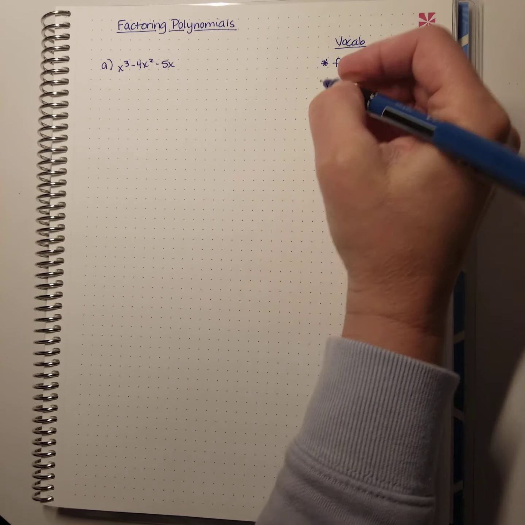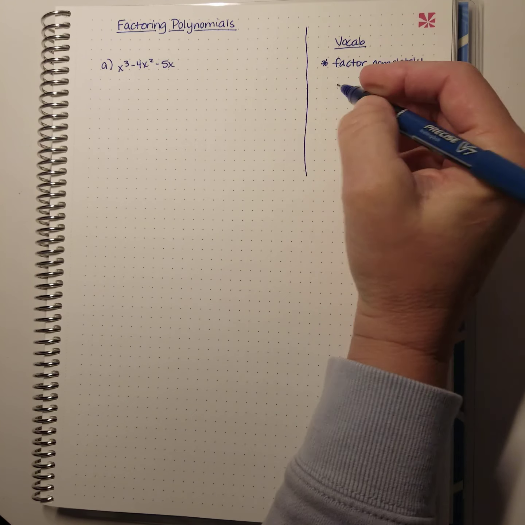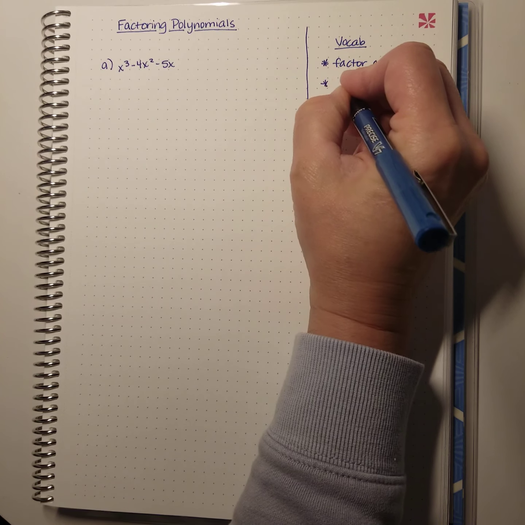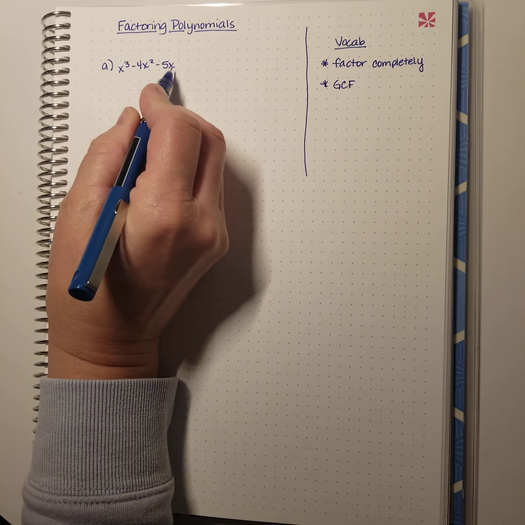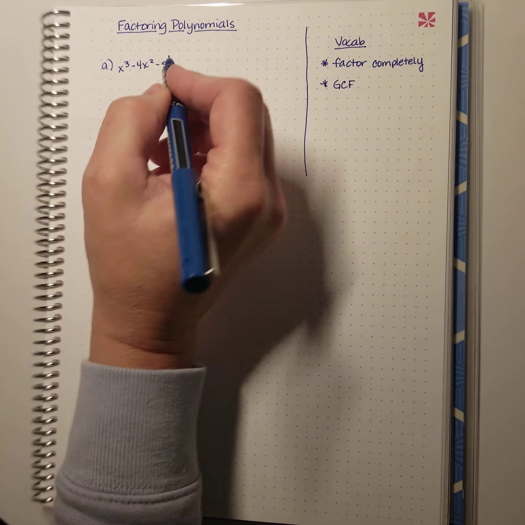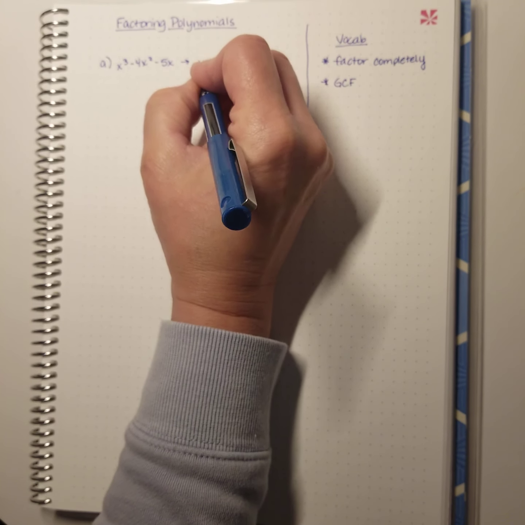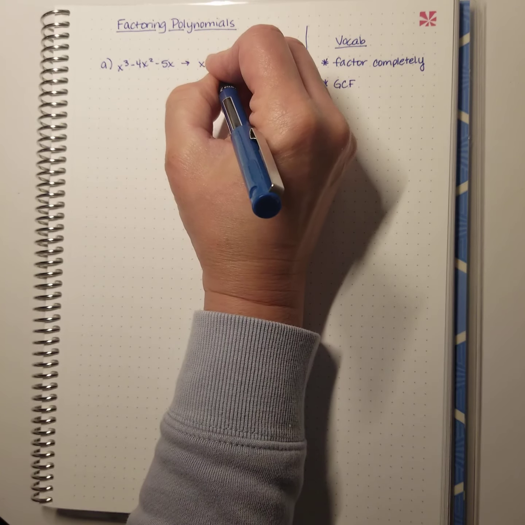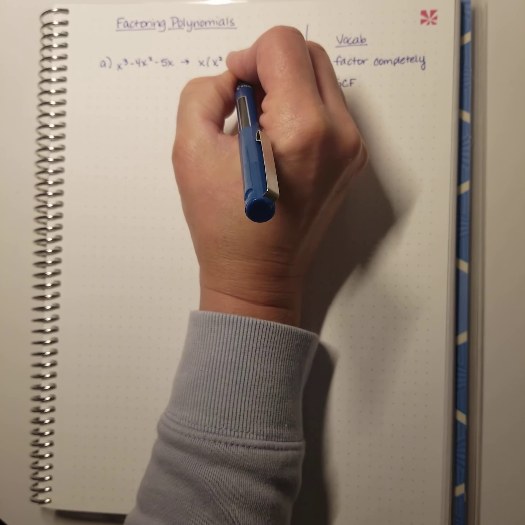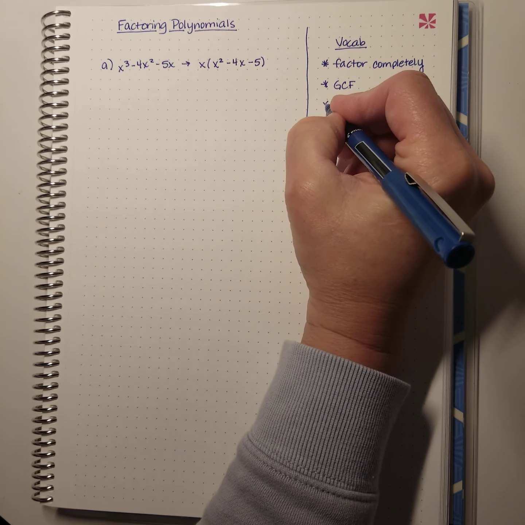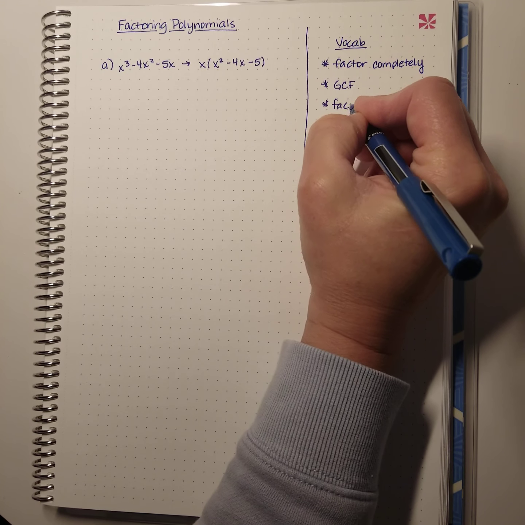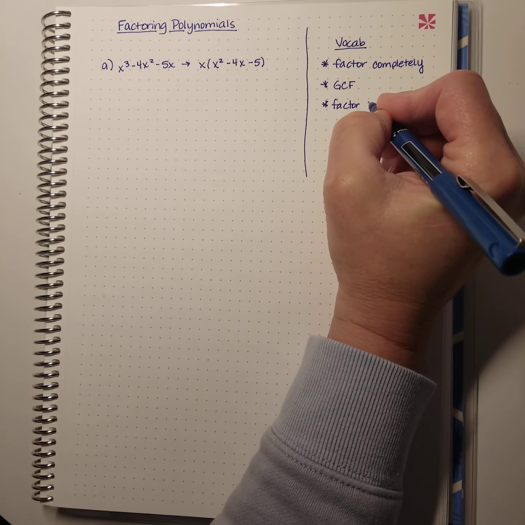And so factoring steps, right? What do we always look for first? We always look for our GCF, greatest common factor. So here it looks like our greatest common factor is an x. So we could pull out an x from all of these terms, and we're left with x times x squared minus 4x minus 5. And then we see if we can factor fully.